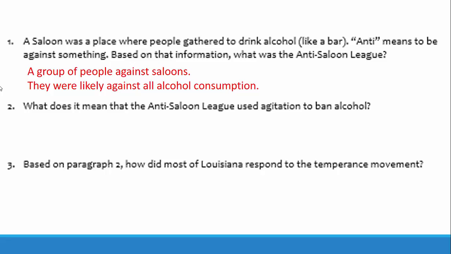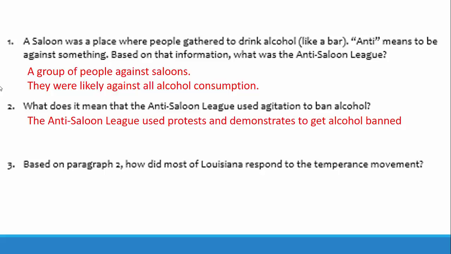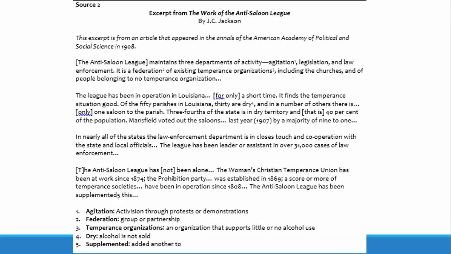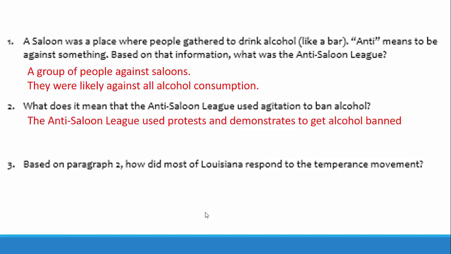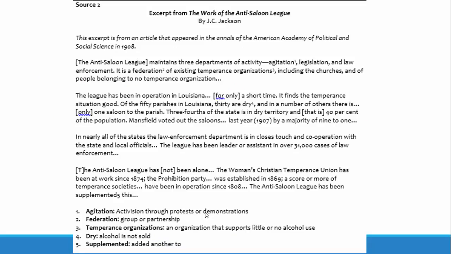And let's review. So agitation means that they used protests and demonstrations to get alcohol banned. If you look here, this was a really easy one because it has agitation written right here with that 1. And when I look down, it says agitation means activism through protests or demonstrations. Sorry, we already did number 2.